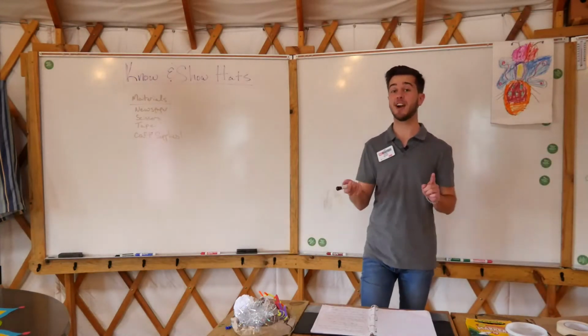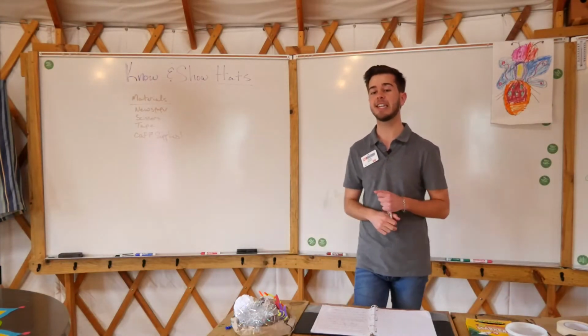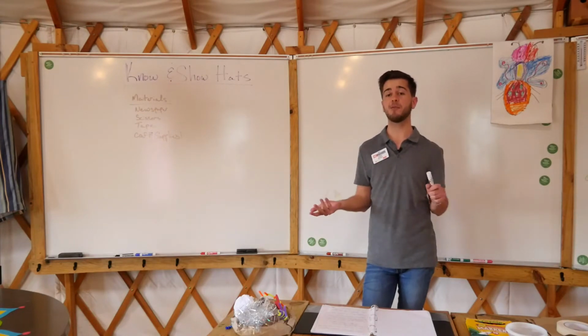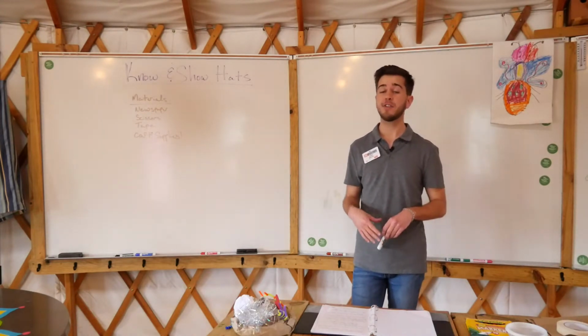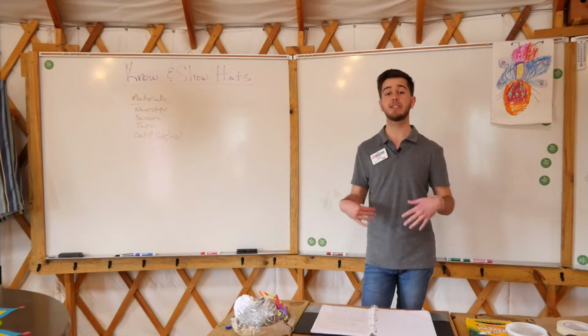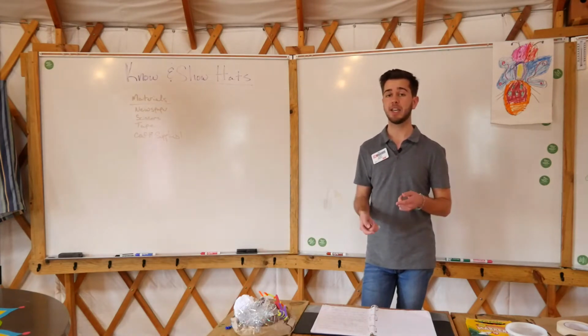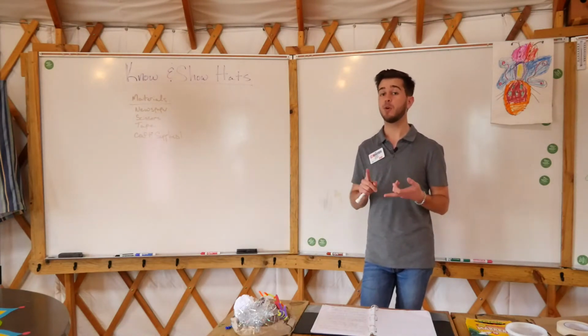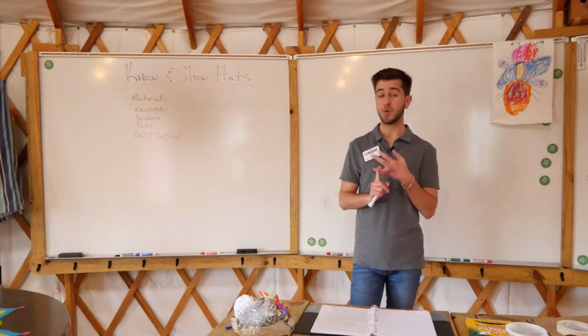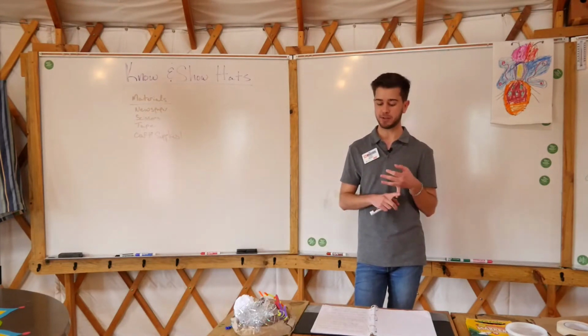All right, now that you've grabbed all of those materials that you're going to need, we're going to be talking about what plants need to live. So first off, what are some things that we as humans need to live? We need air to breathe, we need water, we need food, and then of course we need shelter.